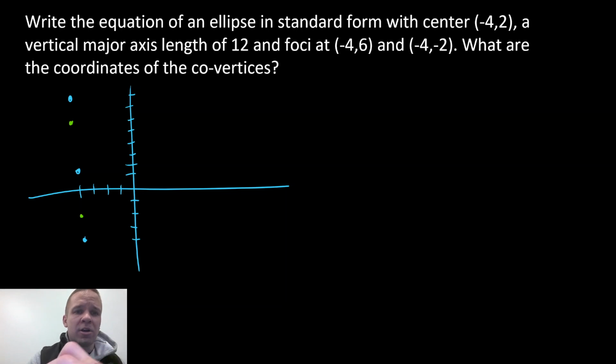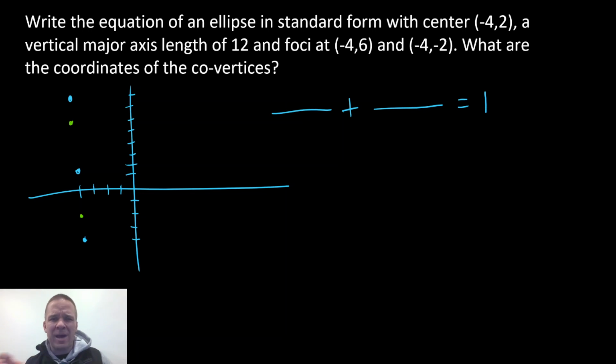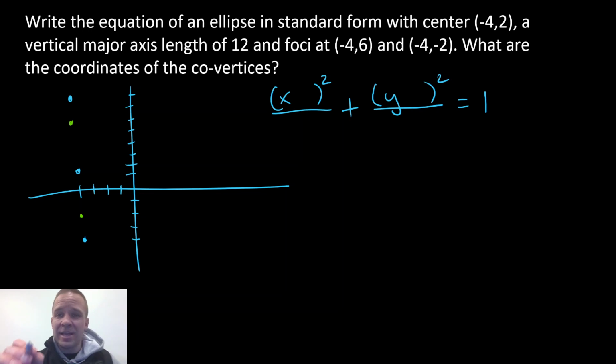Let's start putting together our equation because I feel like that's helped before. And now which one's my A value associated with? Since it's going up and down, that's going to be associated with my Y, isn't it? Okay. Well, I have my center. It's X minus -4, so that's going to be +4. Y minus 2, that's going to be -2.